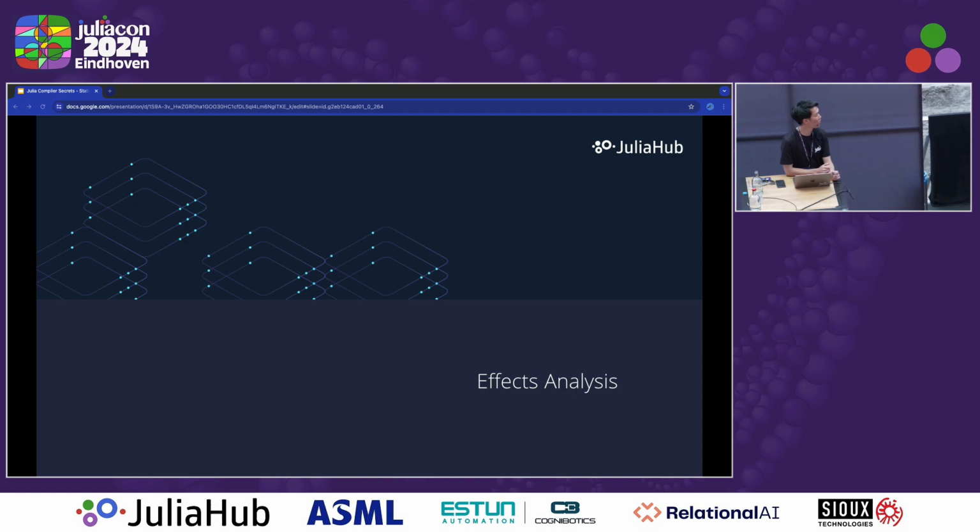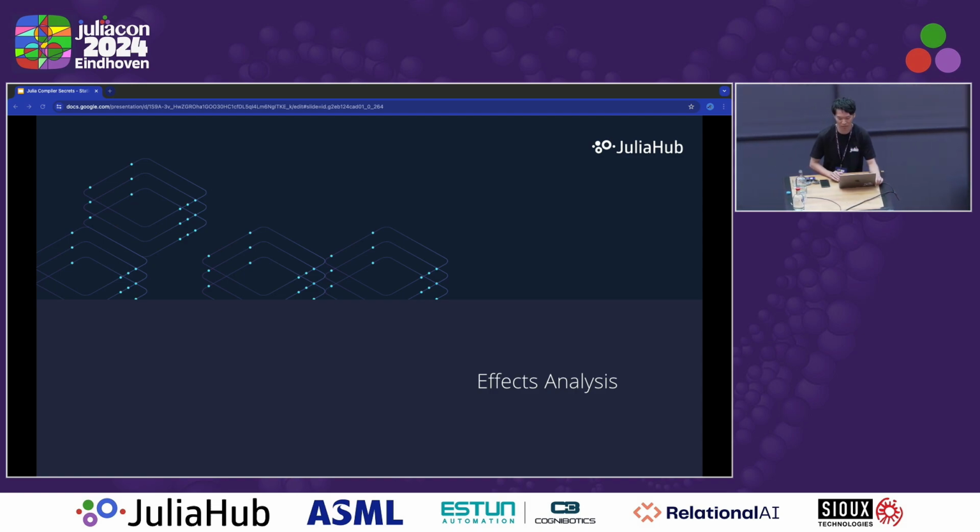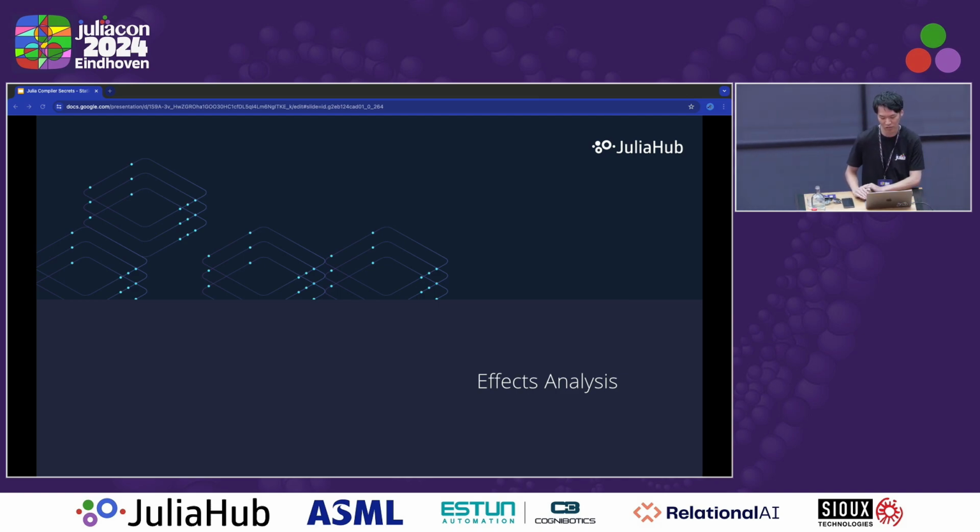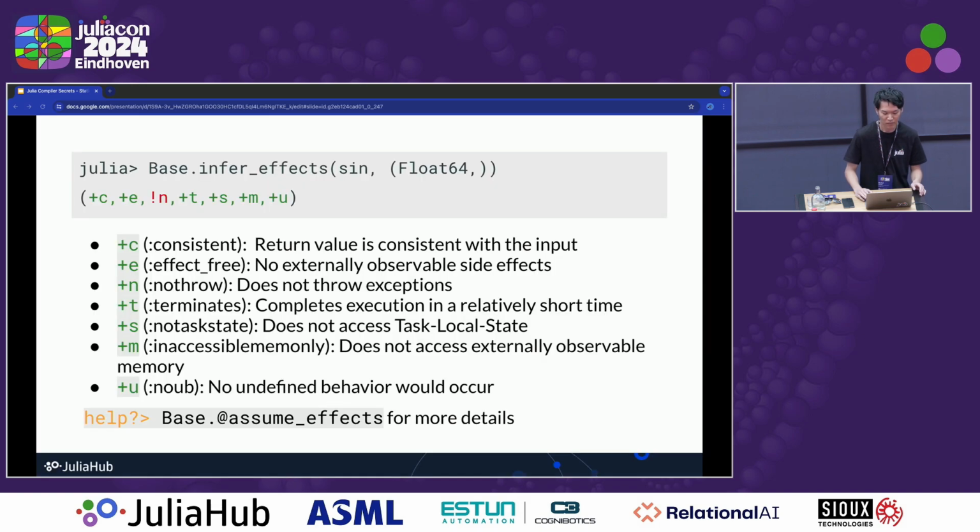OK, so I would like to introduce some of the new static analyses that have been recently added. And the first up is effects analysis. Effects analysis is a new static analysis added in 1.8, and it automatically analyzes the effects of a program. And here you can think of the effects as a set of conditions of programs that are useful for optimizations. And the result of the effect analysis can be checked using Base.infer_effects.